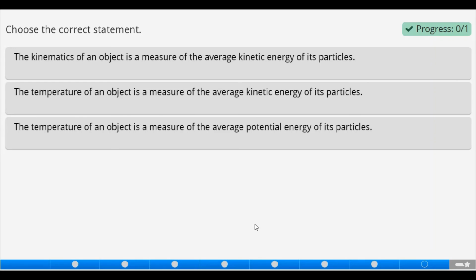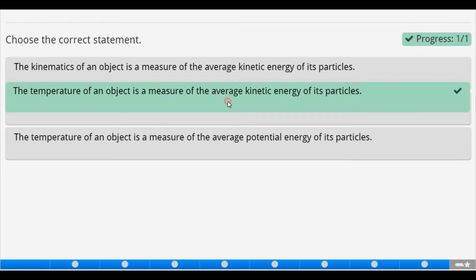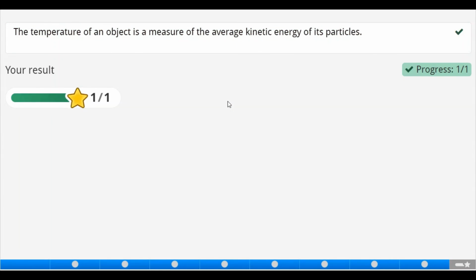The temperature of an object is a measure of the average kinetic energy of its particles. The statement is correct. This is one of the few definitions of temperature. The temperature of an object is a measure of the average potential energy of its particles. That is wrong. So the correct statement here is that the temperature of an object is a measure of the average kinetic energy of its particles. Let's click and see. Correct.